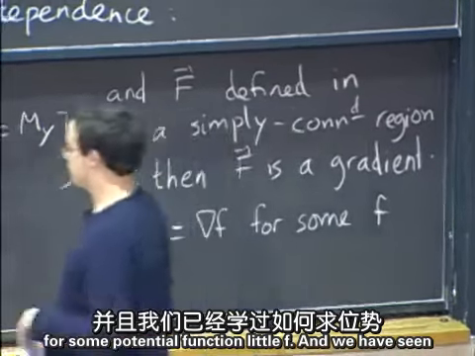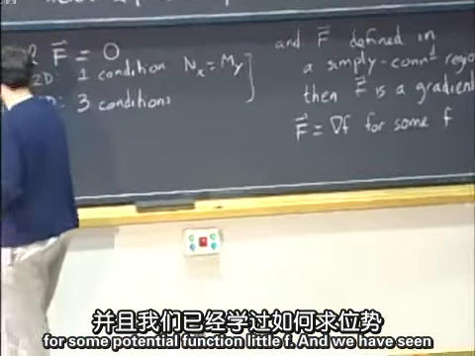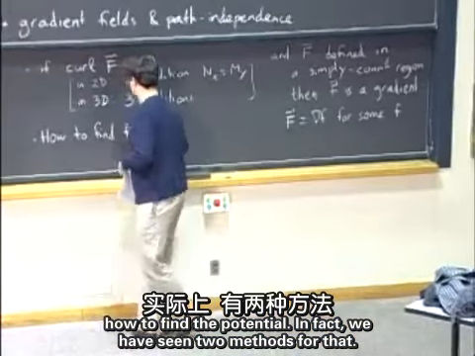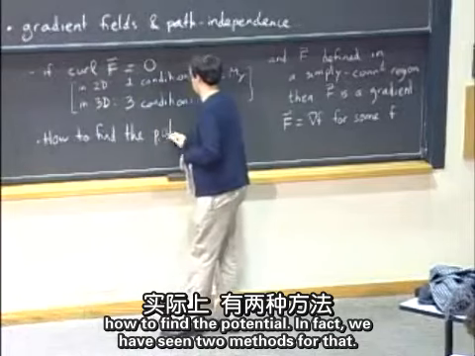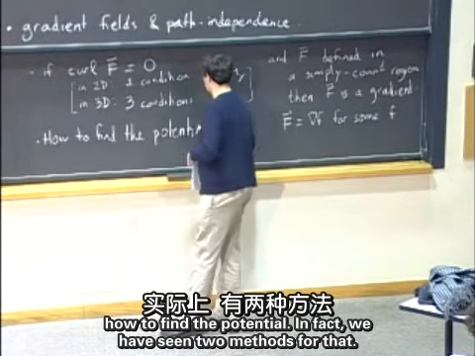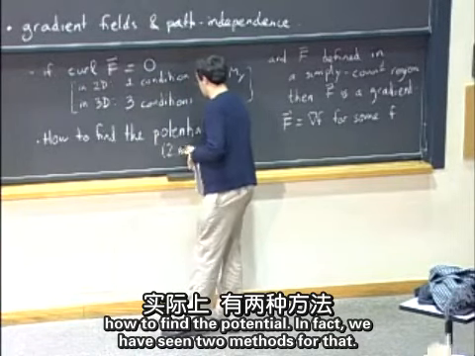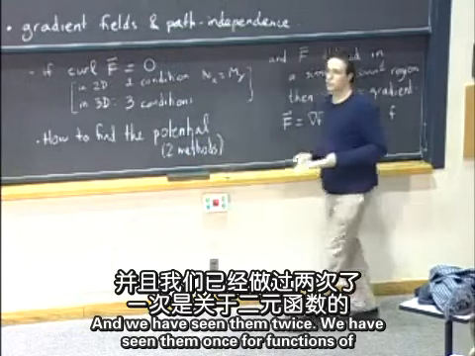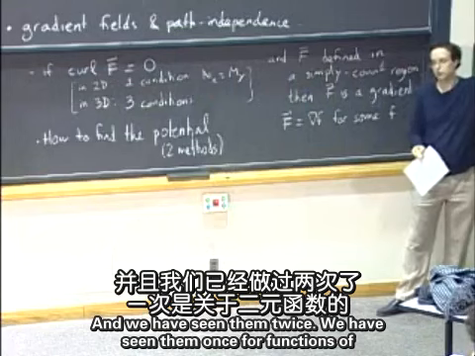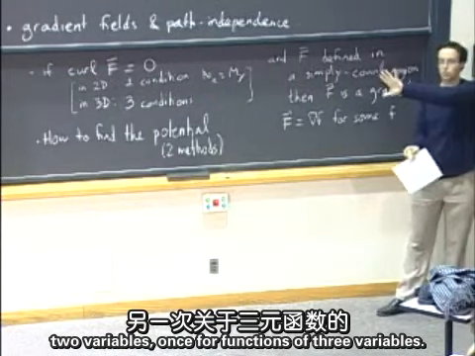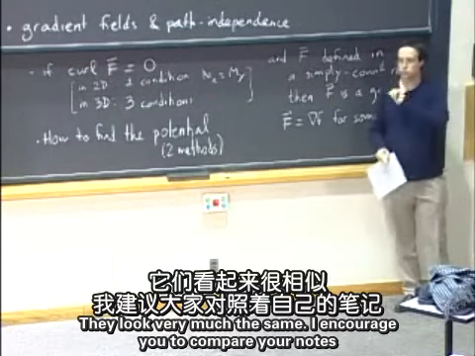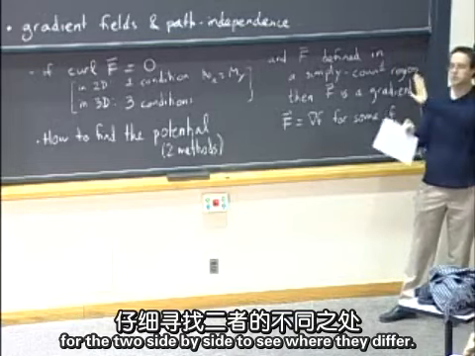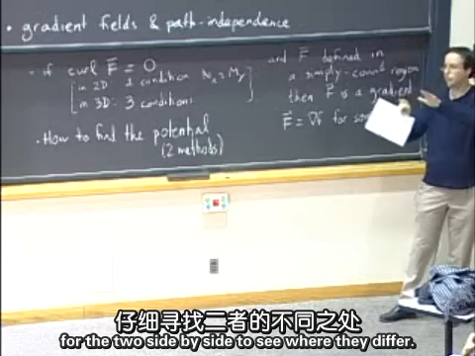And we've seen how to find the potential. In fact, we've seen two methods for that, and we've seen them twice. We've seen them once for functions of two variables, once for functions of three variables. They look very much the same. I encourage you to compare your notes for the two side by side to see where they differ.